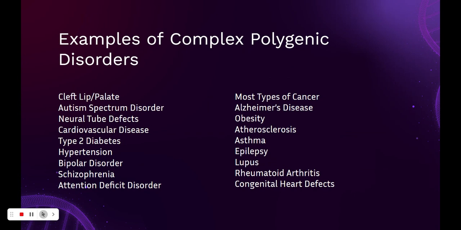And because brain function is so complex and relies on so many different processes, it's not surprising that things like bipolar, schizophrenia, attention deficit disorder, substance use disorder, alcoholism, all of these things have polygenic inheritance. And they have environmental triggers.